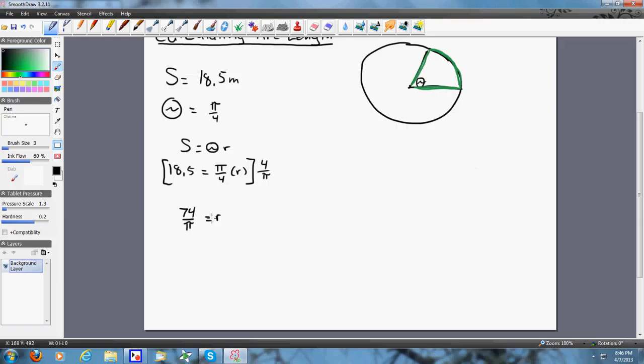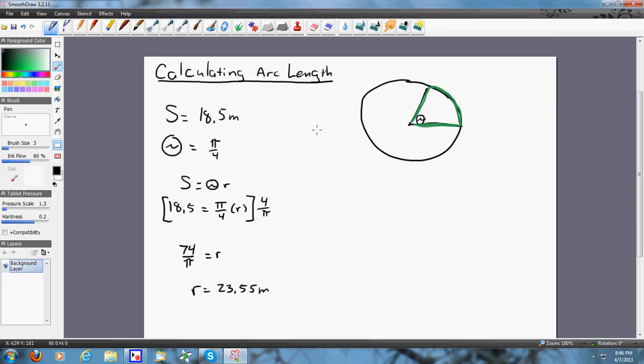So I divide 74 by pi, and I get a radius of 23.55 meters. That's it. That's all you have to know for arc length. And in the next video we're going to do the area of this angle sector.